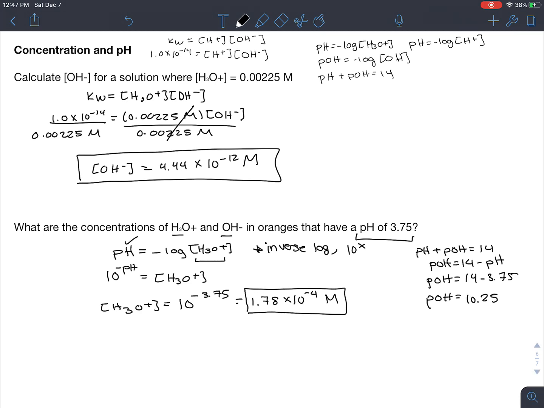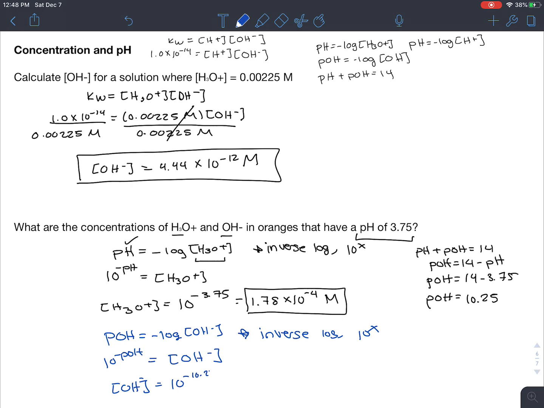Now, just like the inverse of log for pH, I can do the same thing for OH, changing up my color. I know pOH is equal to negative log of OH. So then the inverse of log will be 10 to the power of something. So I'll have 10 to the power of negative pOH is equal to the concentration of OH. So then I just plug in my values. 10 to the negative 10.25 is equal to 5.62 times 10 to the negative 11th molarity.